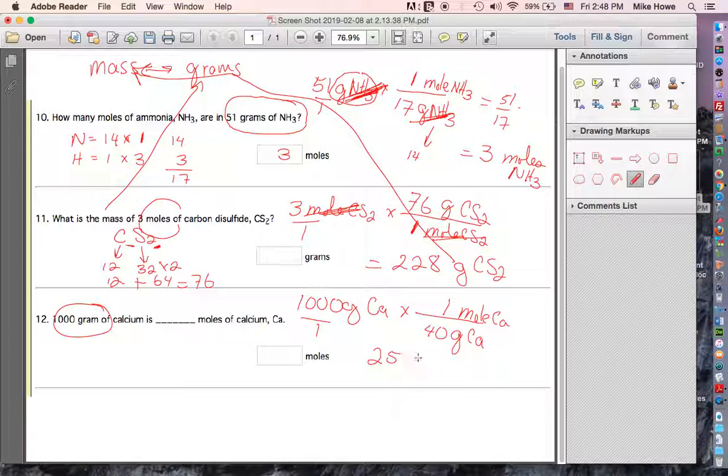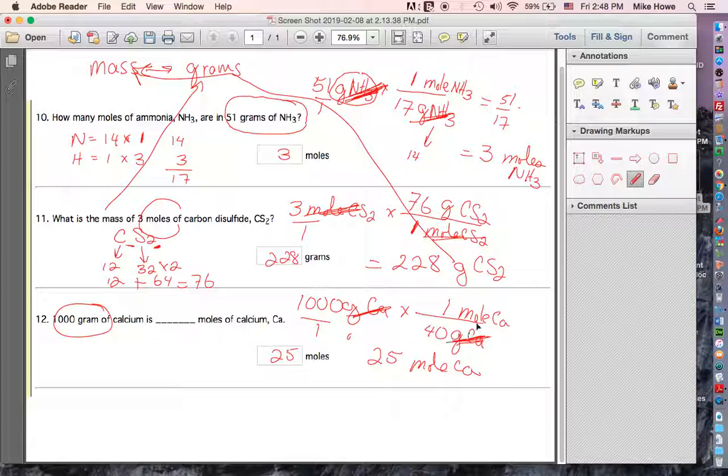That'd be 25 what? Well, look, grams cancel. So what we're left with is moles of calcium. So our final answer here would be 25. I didn't write the final answer up here, it would be 228.